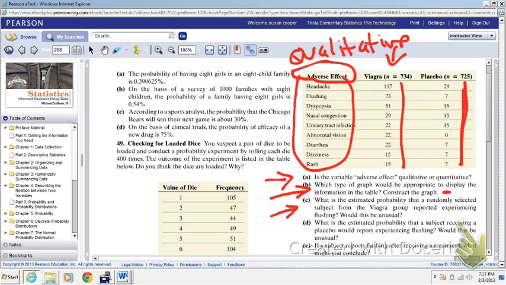Part C, what is the estimated probability that a randomly selected subject from the Viagra group reported experiencing flushing, and would this be unusual? Now let's zoom in here. How many from the Viagra group experienced flushing? 73. And how many total were there? 734. So now we're using that classical definition of probability, is what we observed. So for part C, we're looking at 73 out of 734.